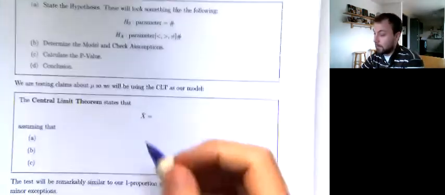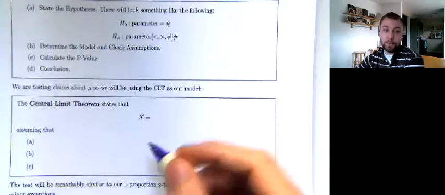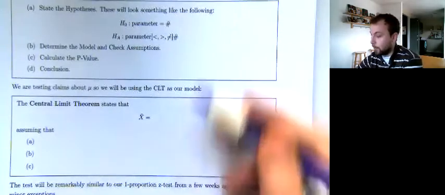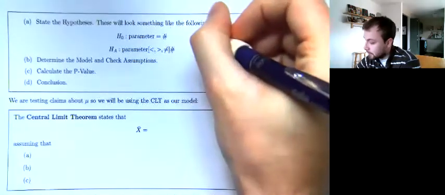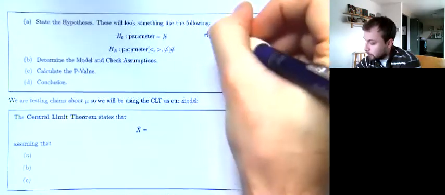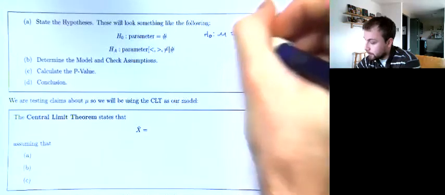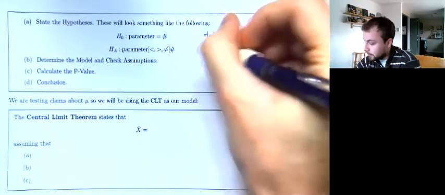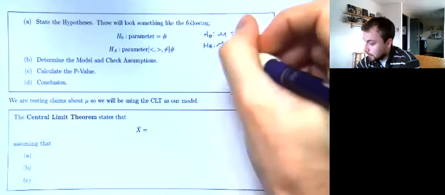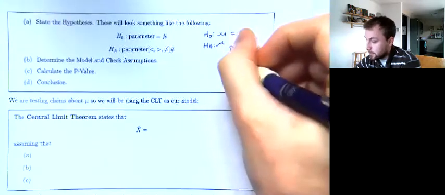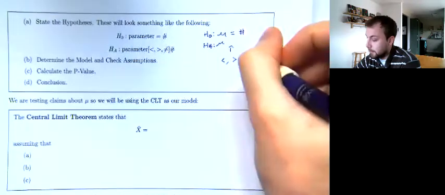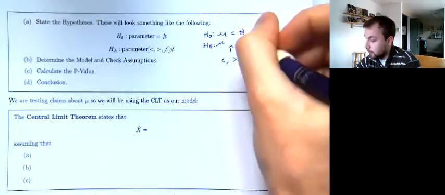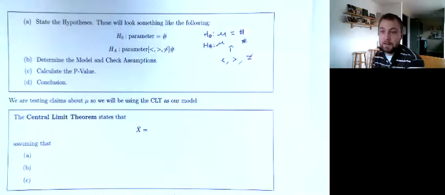And we have the central limit theorem as our model, so we actually have pretty much this whole process here, because our null hypothesis when we're working with averages is going to be mu equals some number, and the alternative hypothesis is going to be mu and either less, that's left-tailed test, greater, that's a right-tailed test, or not equal to, that's two-tailed test, that same number.